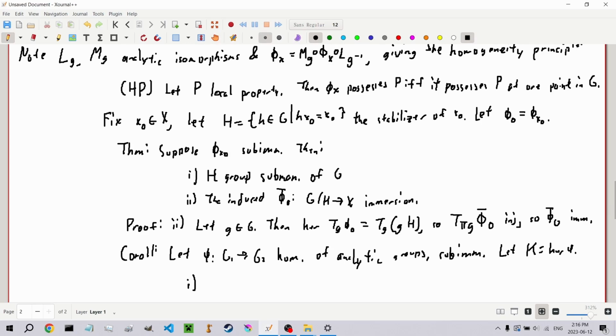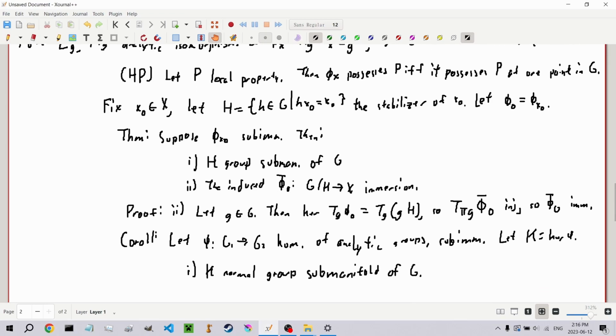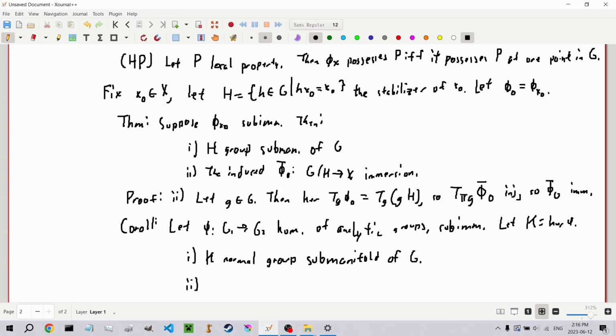Then, first off, K is a normal group submanifold of G. Secondly, the induced group homomorphism phi sending G over K into G2 is an immersion. I'm guessing these G2 are supposed to be G1 in this context.